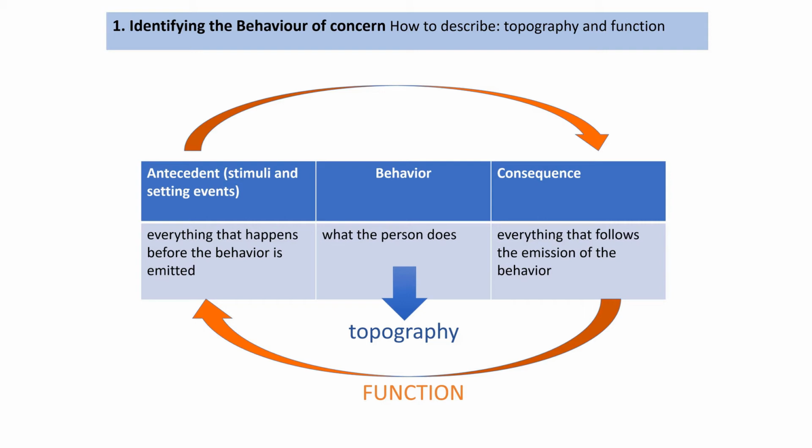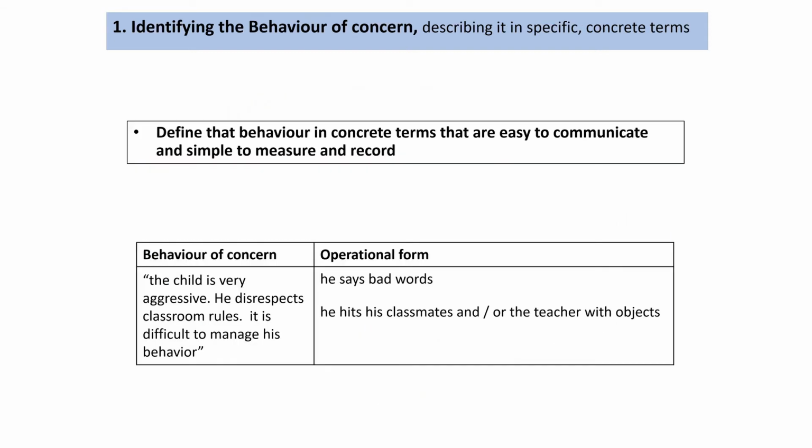As a general concept, the description of topography is a description of the form that the behavior assumes, so an accurate and complete description needs to be clear and unambiguous. The initial description with respect to the child's behavior is made through a generic label. For instance, the child shows aggressive behavior and does not follow rules.